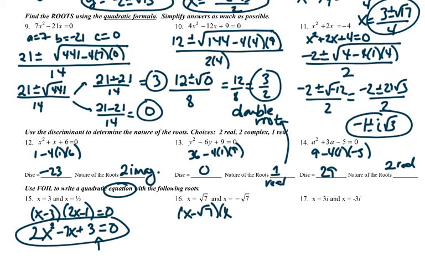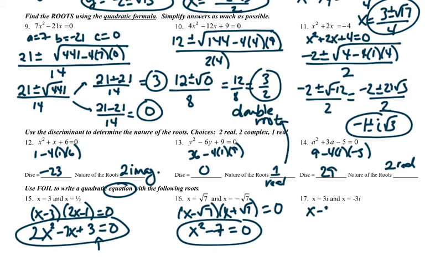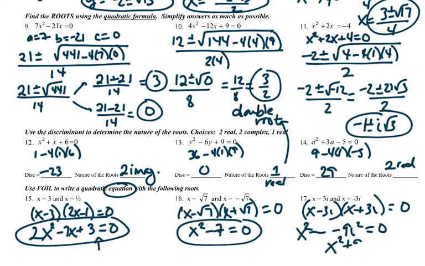X minus root 7, x plus root 7. When we FOIL that out, the outers and inners are going to cancel out. You just get x squared minus 7 equals 0. Same thing here, x minus 3i, x plus 3i equals 0. X squared, outers and inners cancel out. You get minus 9i squared, which is the same thing as plus 9 equals 0.